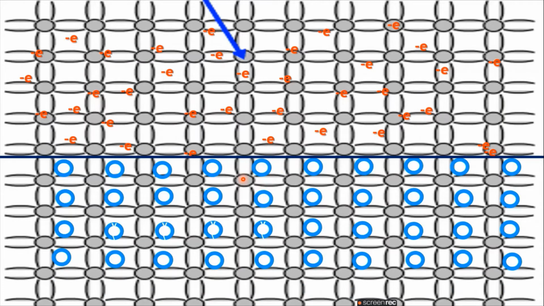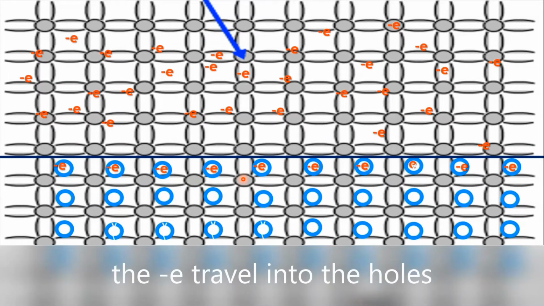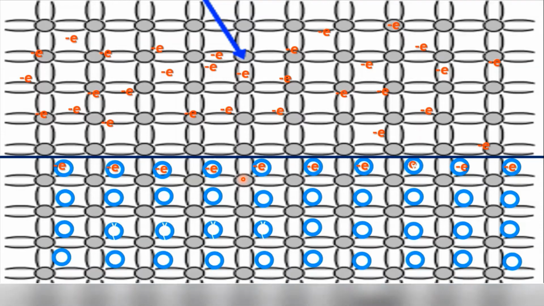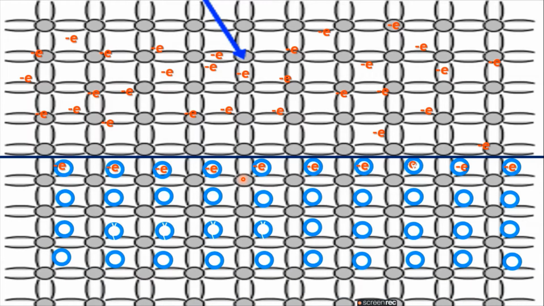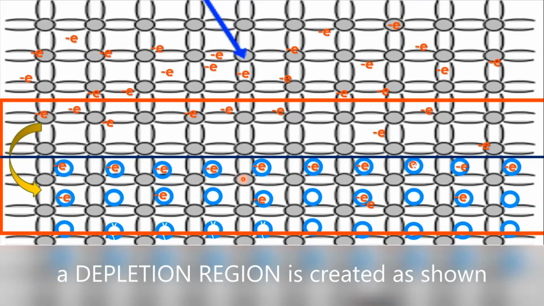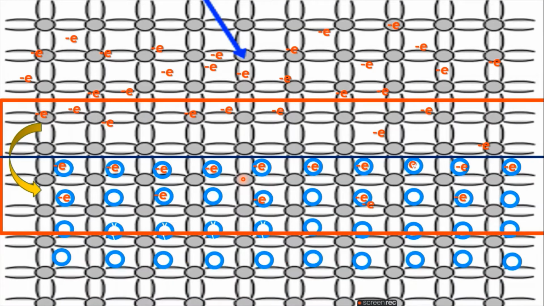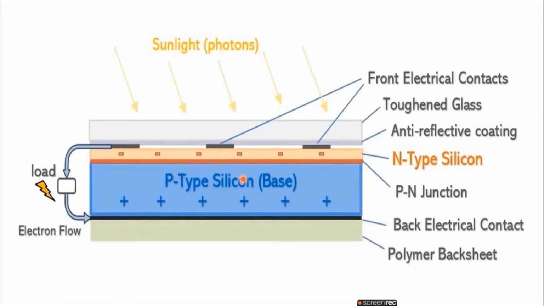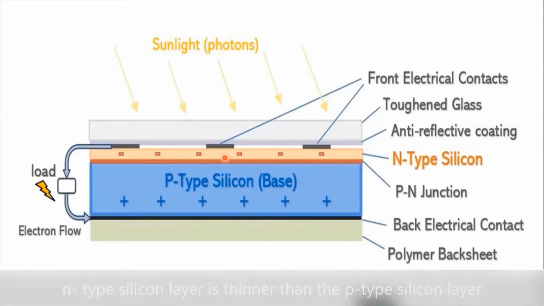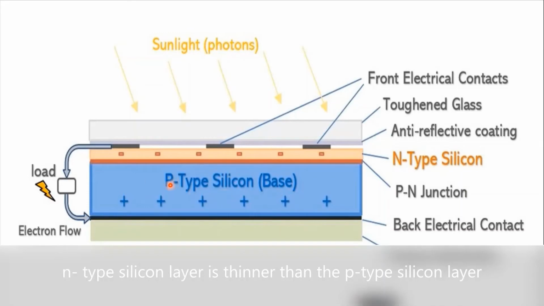As I have said that the electrons are free and they are in random movement, so some of the electrons come into these holes and settle. Due to this movement of electrons, there is a depletion region created as shown. But the sun's rays do reach till the depletion region as the n-type silicon layer is thinner than the p-type silicon layer.